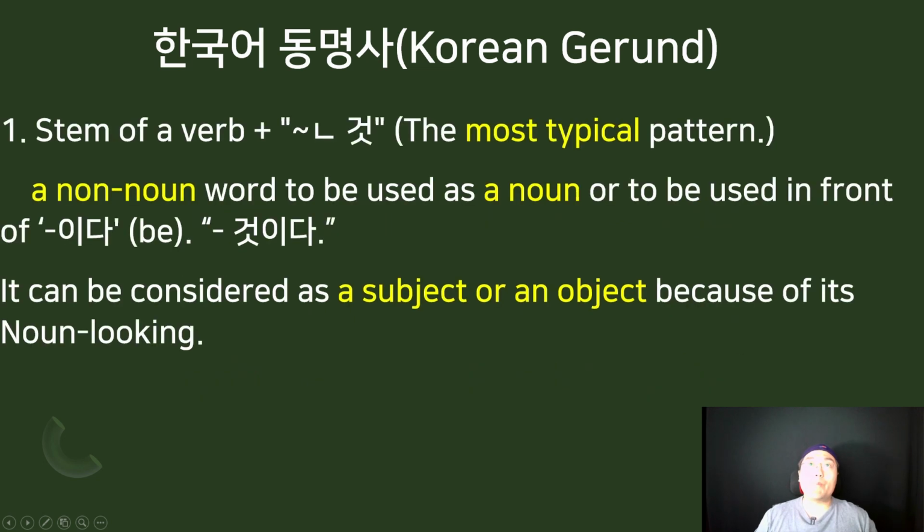Okay, number one, stem of a verb plus ㄴ 것, 은 것. The most typical pattern, just as I said. It's an expression used to enable a non-noun word to be used as a noun in a sentence, or to be used in front of 이다, to be, like 은 것이다. It can be considered as a subject or an object because of its noun-like form.